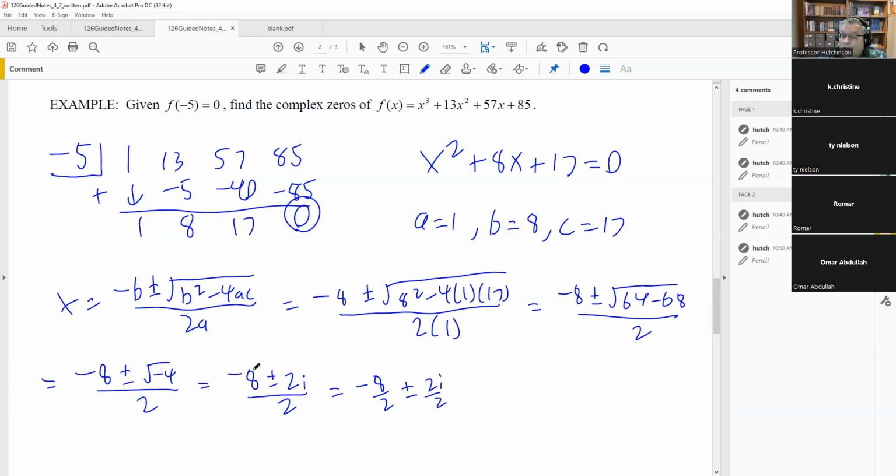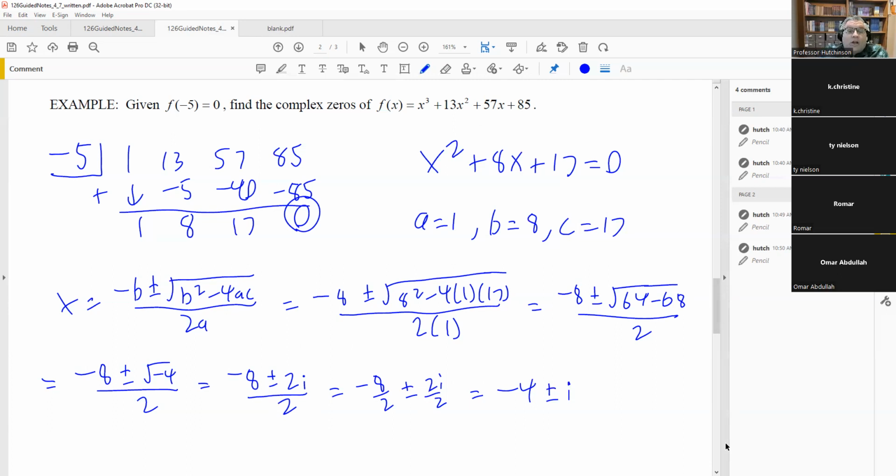Okay. A common mistake here is I see students just divide the first one only and just do negative 8 divided by 2 and make 4. But remember, because all this is divided by 2, each of these individually need to be divided by 2. So don't forget to do that. Negative 4 plus or minus i.